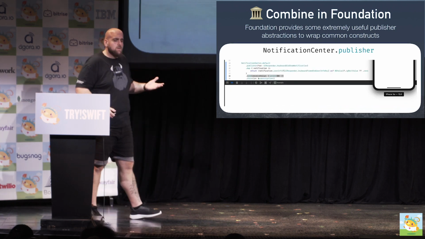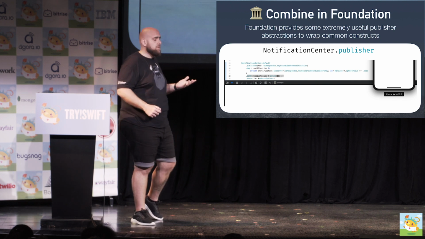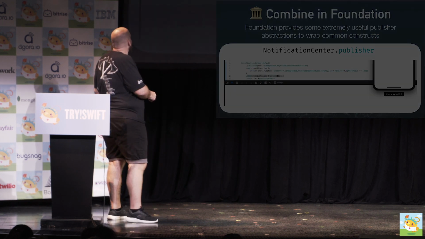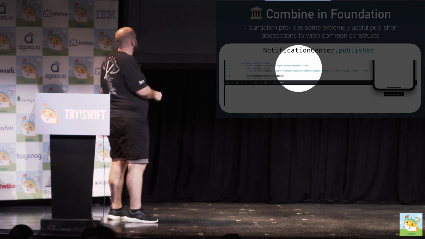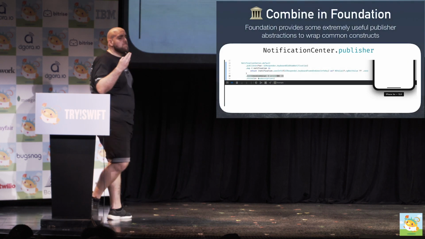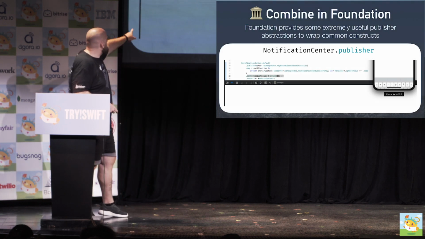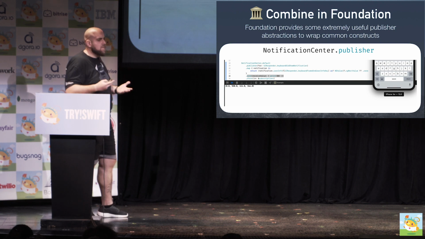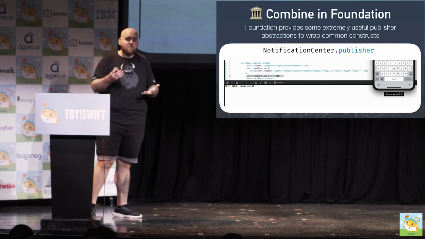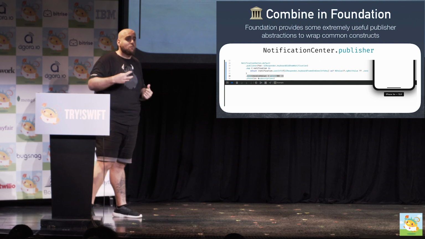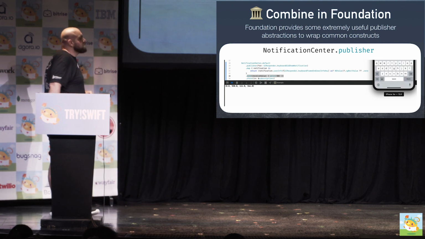NotificationCenter, as I mentioned earlier, is also asynchronous work. I can have a publisher for my UIResponder keyboardDidShow notification, and then I would get an emission every time the keyboard would go up. I can get the frame of the keyboard going up, and I can use operators on it and compose it with other publishers, so it's really, really powerful and strong.